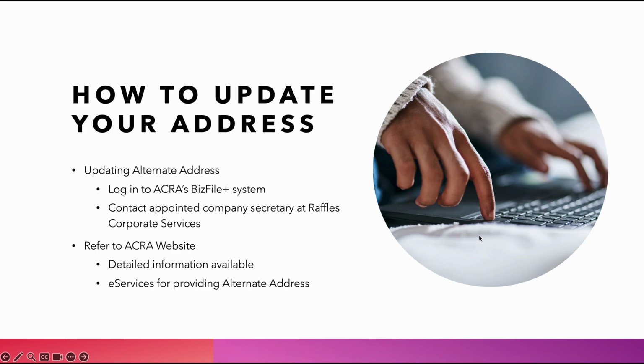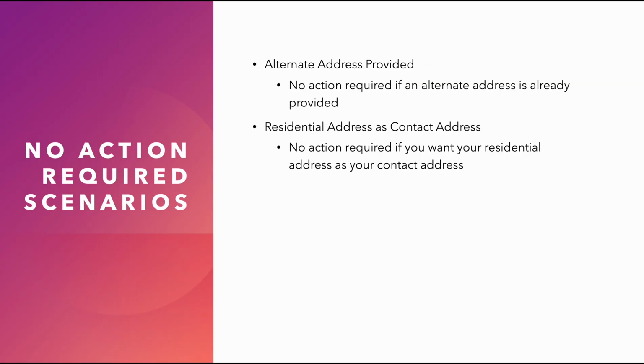Okay, so how to update? You can log into ACRA's BizFile Plus system to update. If not, you can contact your appointed company secretary at Raffles Corporate Services. You can refer to ACRA's website, which has detailed information and an e-service to provide an alternate address. You can do it yourself or you can contact us and we'll assist you with that, if you're our client. So if you already have an alternate address provided, you don't need to do anything. The alternate address will just become your contact address.